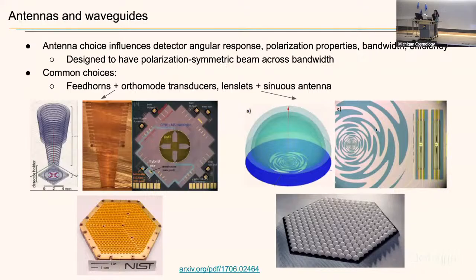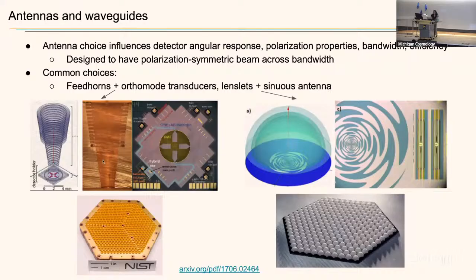And then depending on your antenna, you choose either the feed horn or the lenslet. And the antenna choice will influence your detector's angular response, the polarization properties of the light you're looking at, as well as bandwidth and efficiency. And like I said, with the cross-hatching, the antennas are always designed to have a polarization symmetry so that you can completely cover polarization across your array.